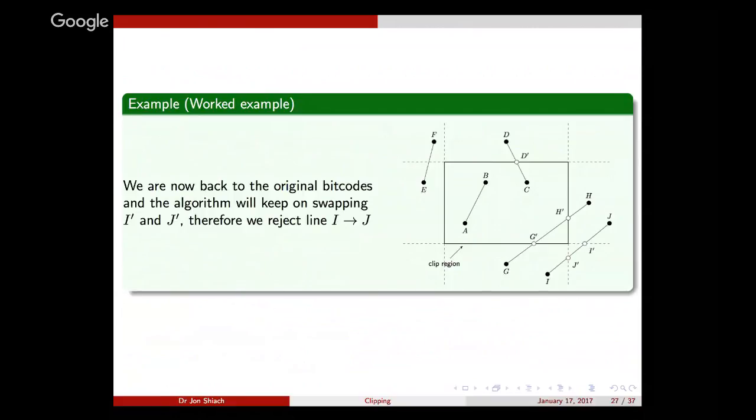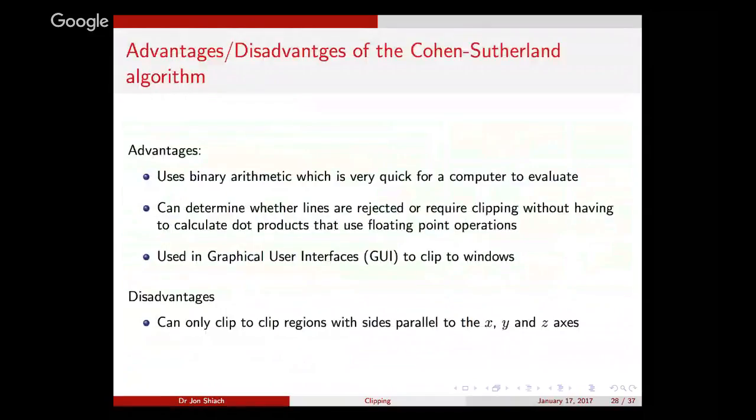It's a little bit tricky, the Cohen-Sutherland one. It's not as straightforward as Cyrus-Beck. Okay, but why use it then? Essentially, it's very, very quick. It uses binary operations, which is what computers think in. So it's very quick for them to evaluate. It can determine whether lines are accepted or rejected without needing to calculate anything. So we're not calculating any floating point numbers. By floating point numbers, I mean decimals, anything which is not an integer.